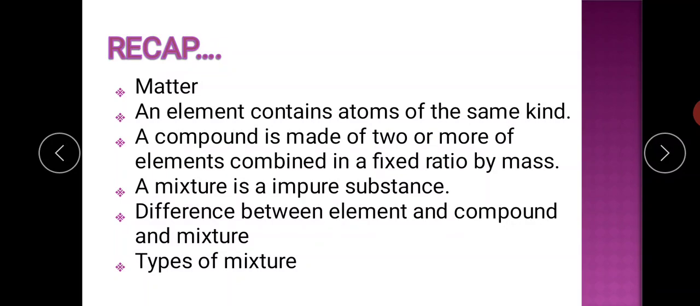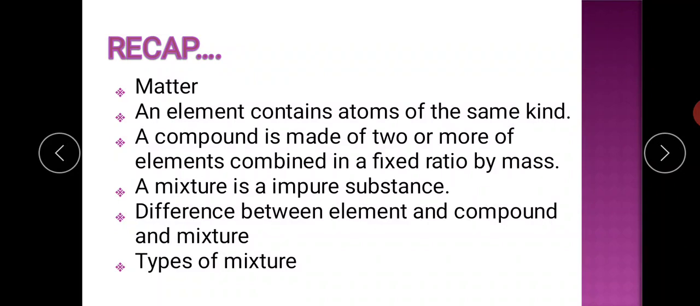An element contains atoms of the same kind, and when two or more elements are combined in a fixed ratio by mass, it is called a compound. And we saw the difference between element and compound, and then the definition of mixture, which is our impure substance, and then the types of mixture, homogeneous and heterogeneous mixture. So in today's class we are going to see how to separate these mixtures.